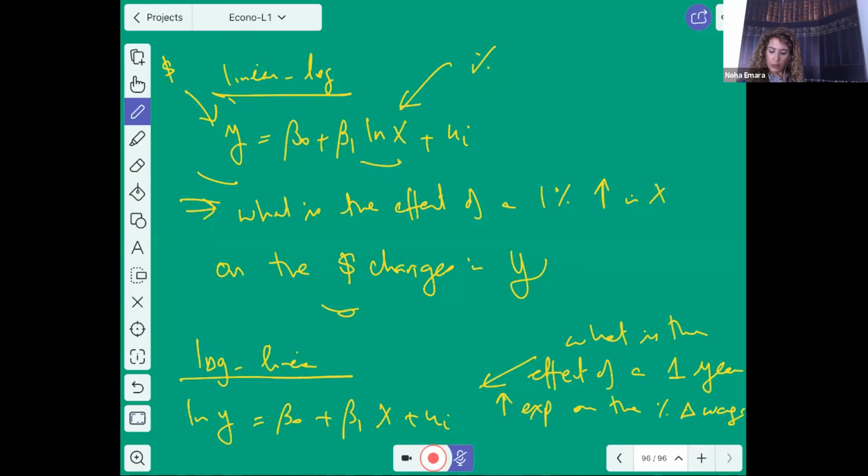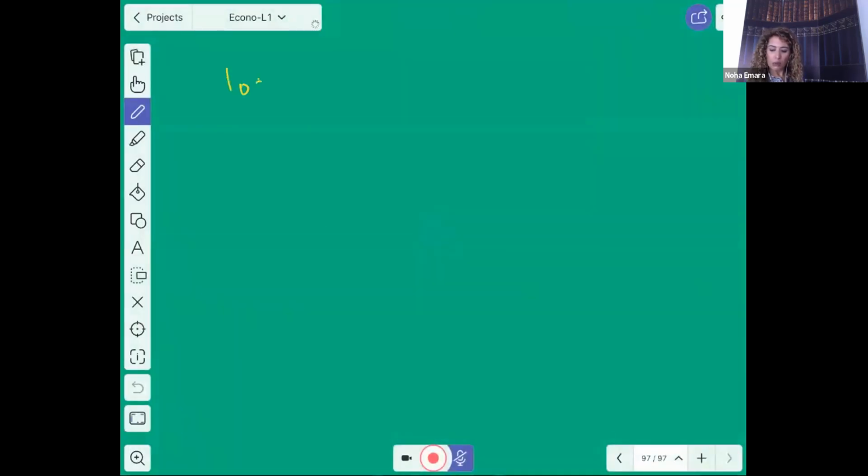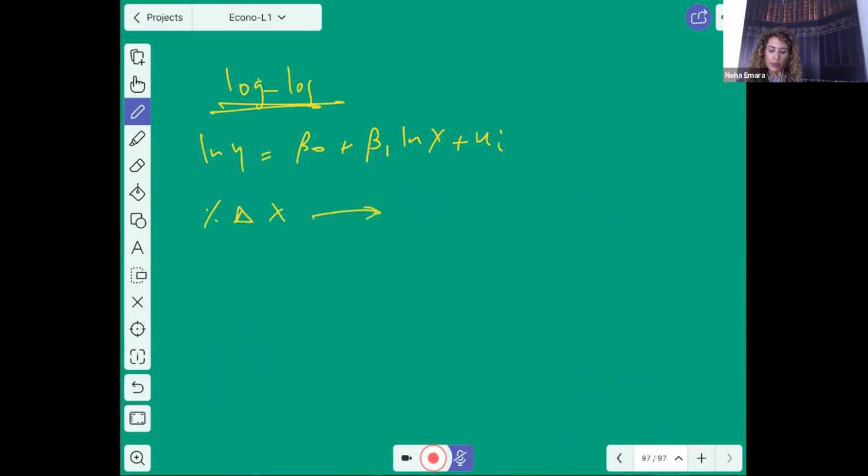So here I'm taking x linear, and it's in years, could be in miles, could be tenths, anything. The y has to be in percent. And finally, I can have log-log. This is a famous model, the elasticity model that you have in your micro. Here log y is equal to beta naught plus beta 1 log x plus u_i. So the percentage change in x affects the percentage change in y, and I want you to refer here to the elasticity model.